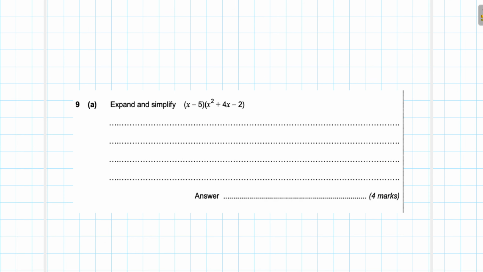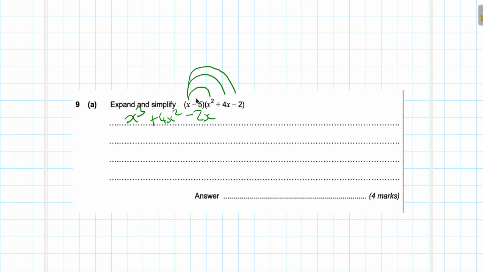Question 9a, expand and simplify x minus 5 times x squared plus 4x minus 2. This one is a very straightforward, simple algebraic multiplication question. Just take it nice and slow and steady. So here we start with x times x squared, which is x cubed. Then we do x times 4x, so plus 4x squared. And then we do x times minus 2, which is minus 2x.